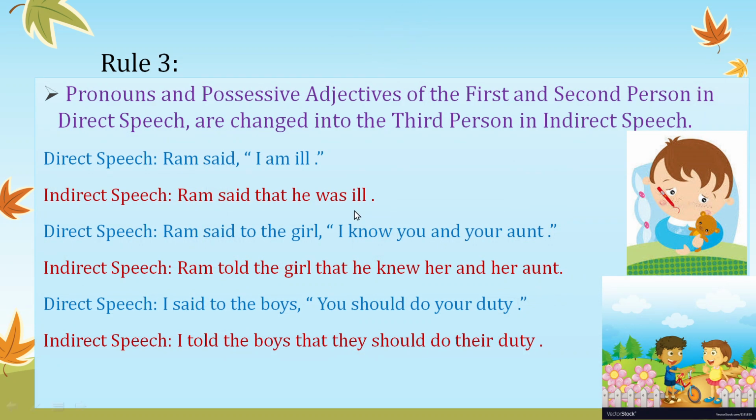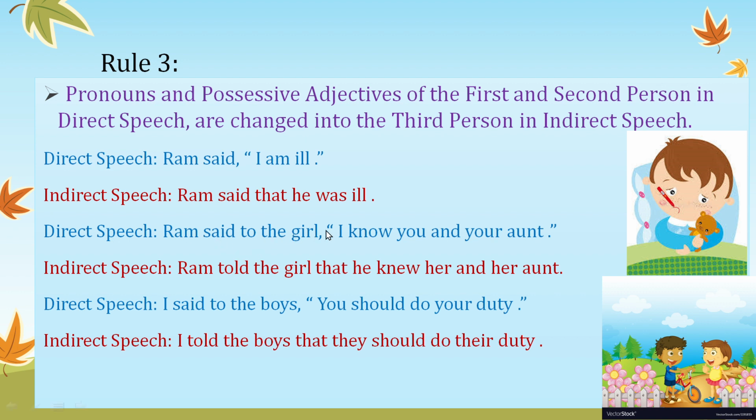Let me explain the changes that are done here. In place of I, that is, the first person, it has been changed into third person, he. I has been changed into he. Am is changed into past tense was. Ram said that he was ill. You can see the change in the person. First to third person we have changed.